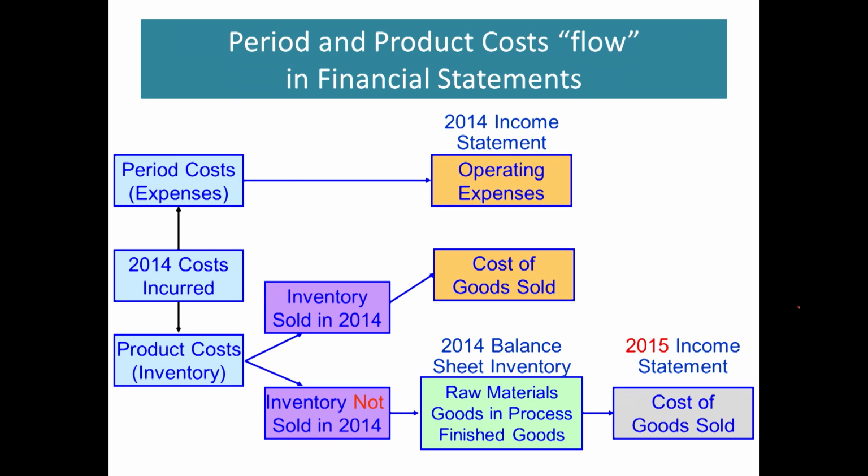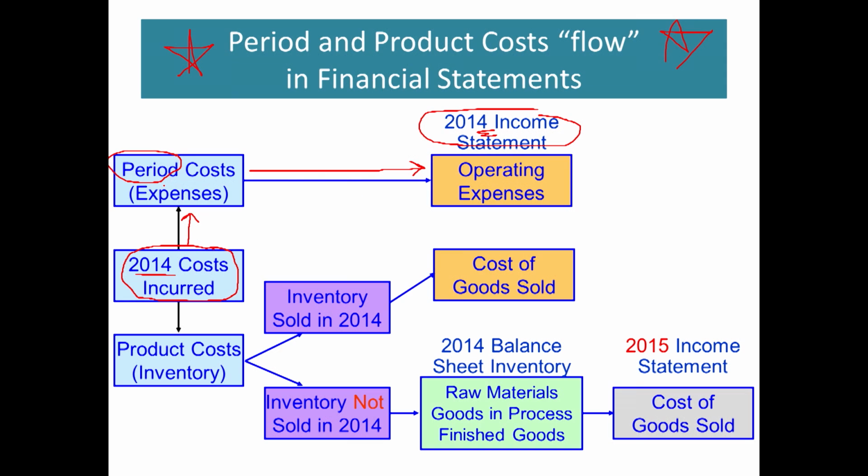Okay, now let's go back to that flow statement that we saw initially. Okay, let's take a look at this. This is a really important slide as well. So put some stars there, okay? Okay, follow along with my pointer here. We have some costs that are incurred in 2014. We have a lot of costs that are incurred in 2014, right? Some of those are period costs. And if they are period costs, boom, they go straight to the 2014 income statement as operating expenses, okay?